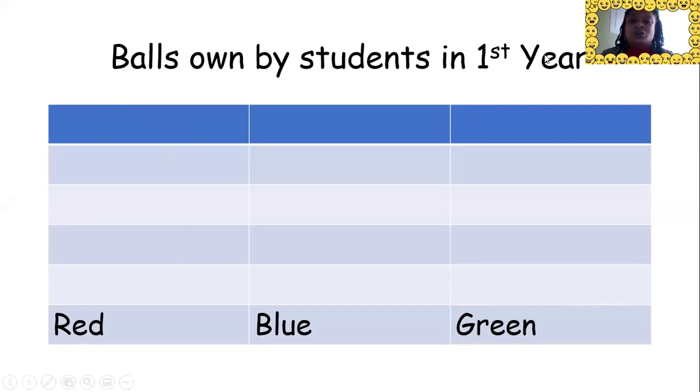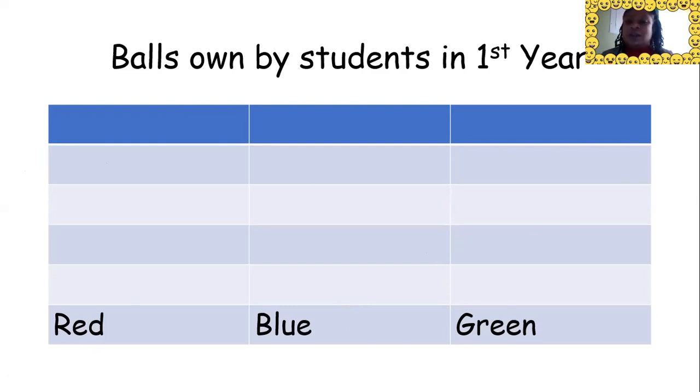You have 1, 2, 3 columns, and then you're going to have 1, 2, 3, 4, 5, 6 rows. At the bottom, in your first column, last row, you're going to write the word red, then you're going to write the word blue, and then the word green. You can pause the video to draw your table, because next I'm going to journey with you on how we are going to construct your table.